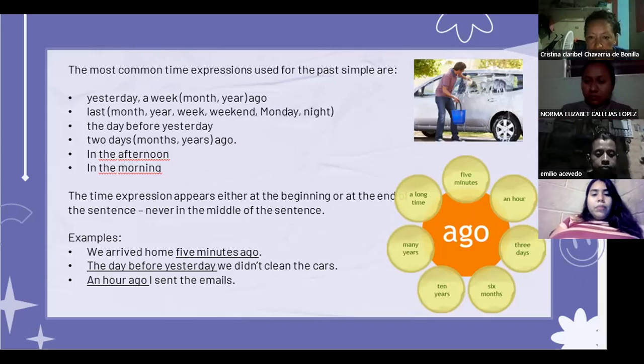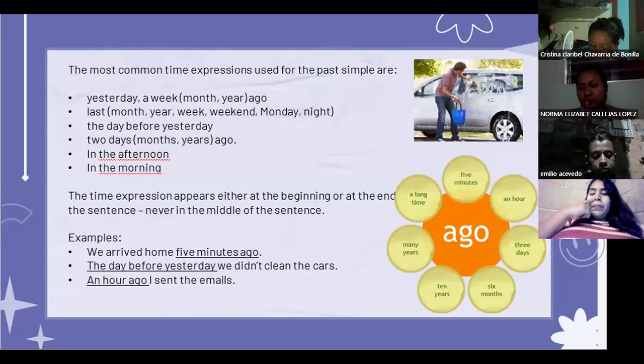Very well said. Y ahí vemos que usamos el verbo to be como tal, ¿verdad? En su sentido natural. I was, que sería la forma del verbo be en pasado. I am en presente. I was in the past. Okay, very good.